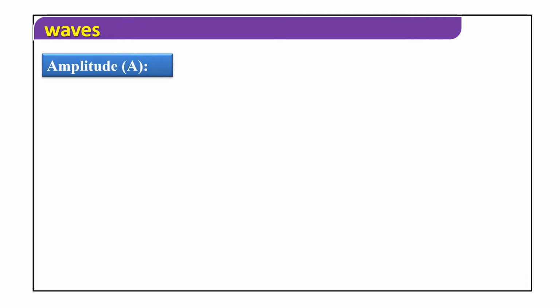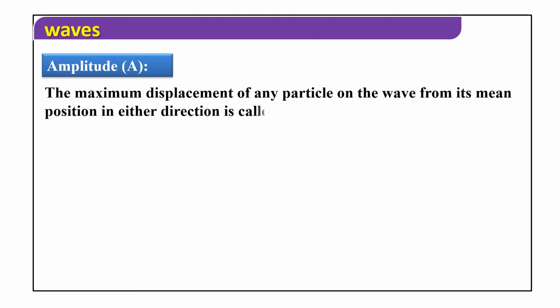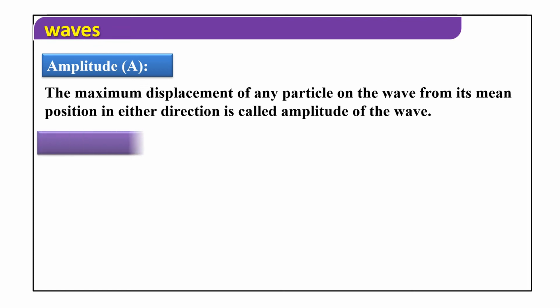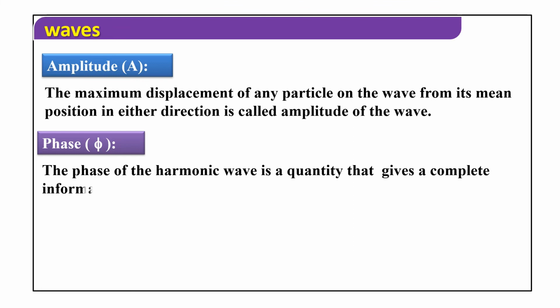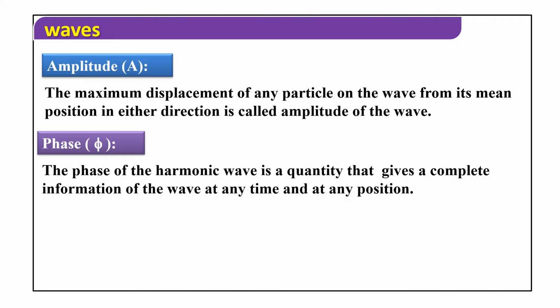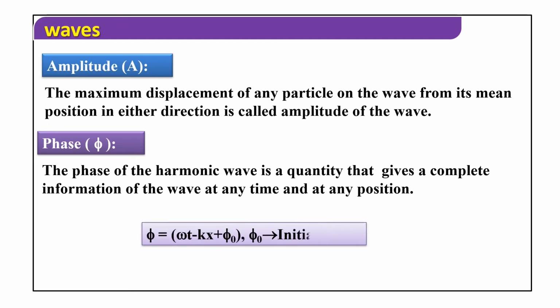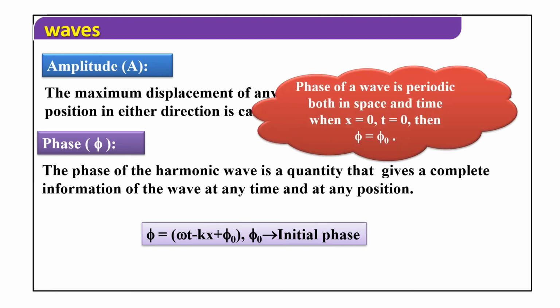Amplitude. Now let us discuss. The maximum displacement of any particle of the wave from its mean position in either direction is called amplitude of the wave. So now, phase. The phase of the harmonic wave is a quantity that gives complete information of the wave at any time and at any position. Phi is equal to omega t minus kx plus phi naught, where phi naught is the initial phase. Phase of a wave is periodic both in space and time. When x is equal to 0 and t is equal to 0, then phi is equal to phi naught.